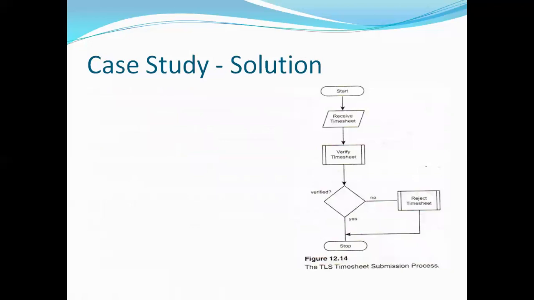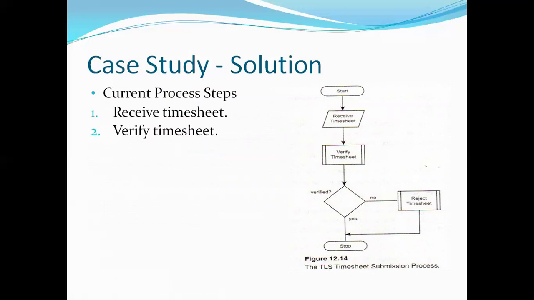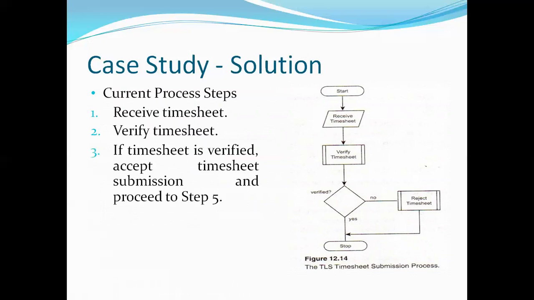See here, in the current process, the clerk receives the timesheet from the employee. The clerk verifies the timesheet. How does that verification take place? If the timesheet is verified, accept the timesheet submission and proceed to the fifth step. If the timesheet is not verified, there is a rejection step. The fourth step is rejection and the fifth step is acceptance. So the fourth step is to reject the timesheet submission.